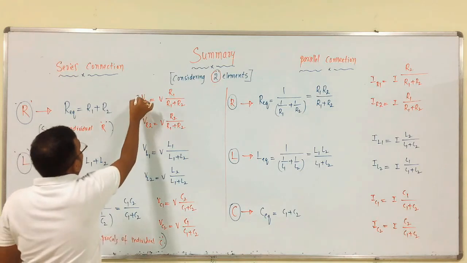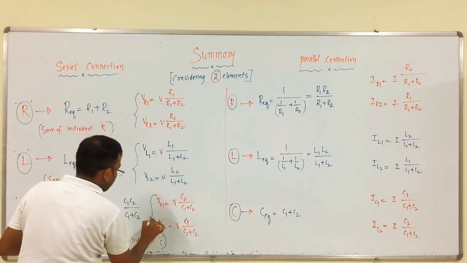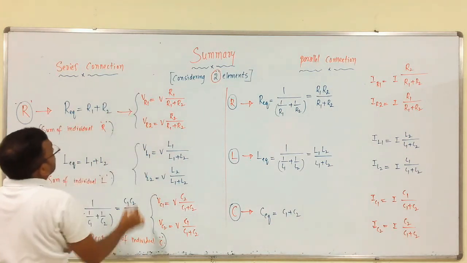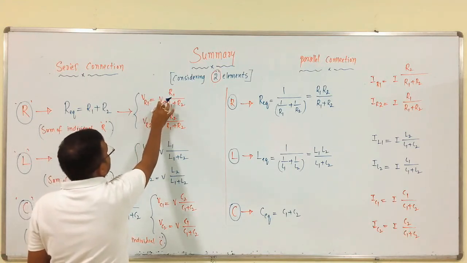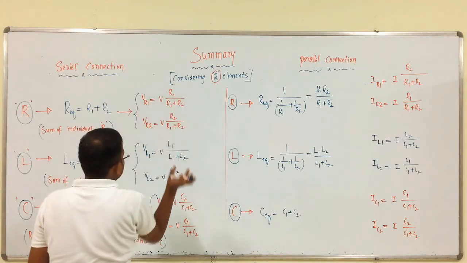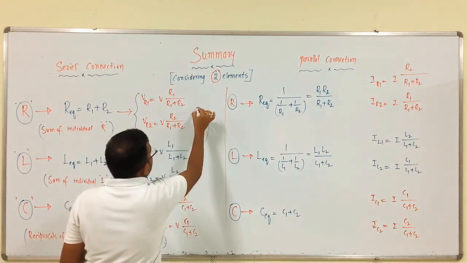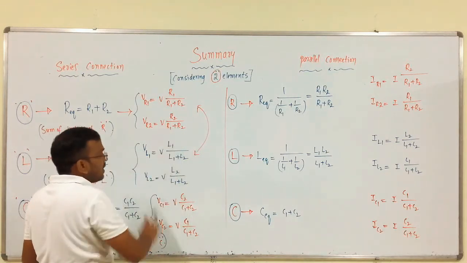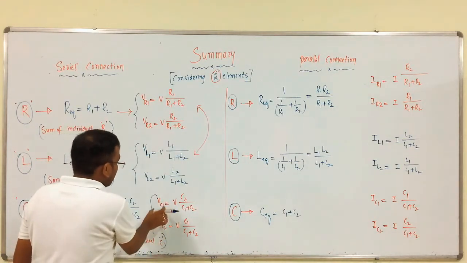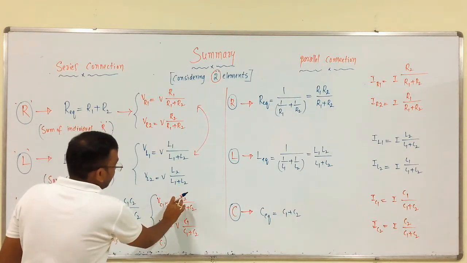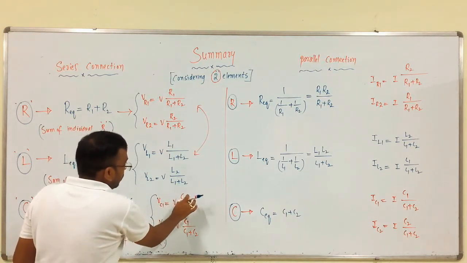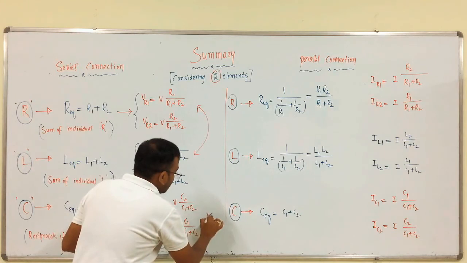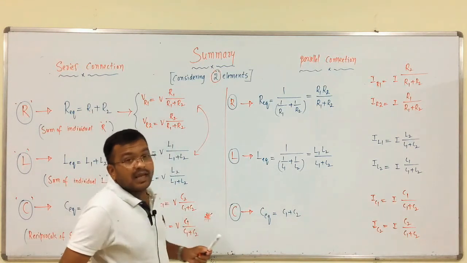So, coming to the voltage division principle, this is for resistances, right. Voltage across R1 is the total voltage into the present branch resistance by the total resistance, like this. So, these two are similar. For inductance and resistances, all the relations are similar, but coming to the capacitance, to get the voltage across C1, we multiply the total voltage into the opposite branch capacitance by the total capacitance. So, this is a very important observation, right. We should take care of capacitance calculations.